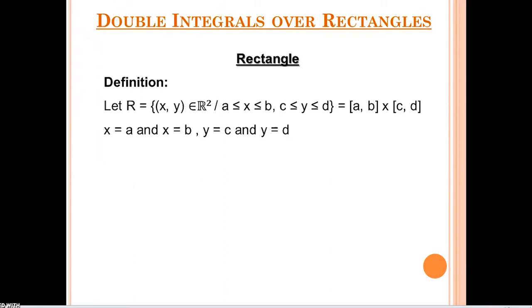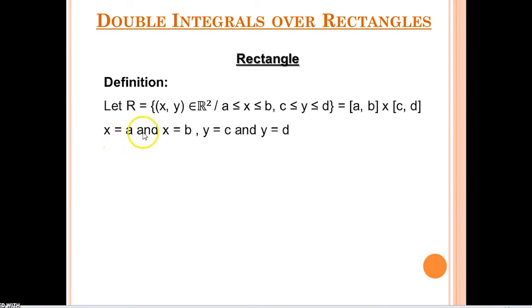So first of all, what is a rectangle? The definition of a rectangle: let R be the set of all two-tuples belonging to R², such that a ≤ x ≤ b and c ≤ y ≤ d. That is, x lies between a and b, and y lies between c and d, and you take the two-tuples. So this is the rectangular region, which is actually [a, b] × [c, d].